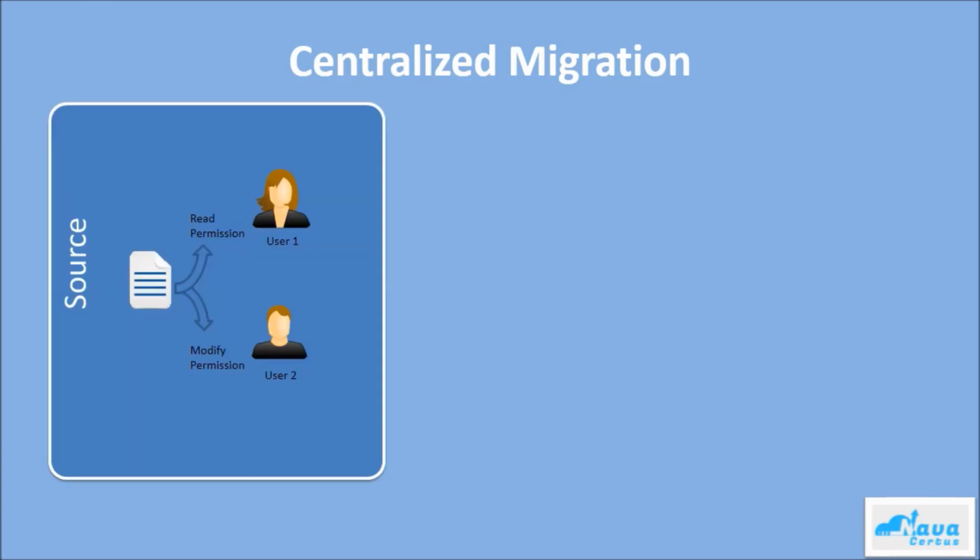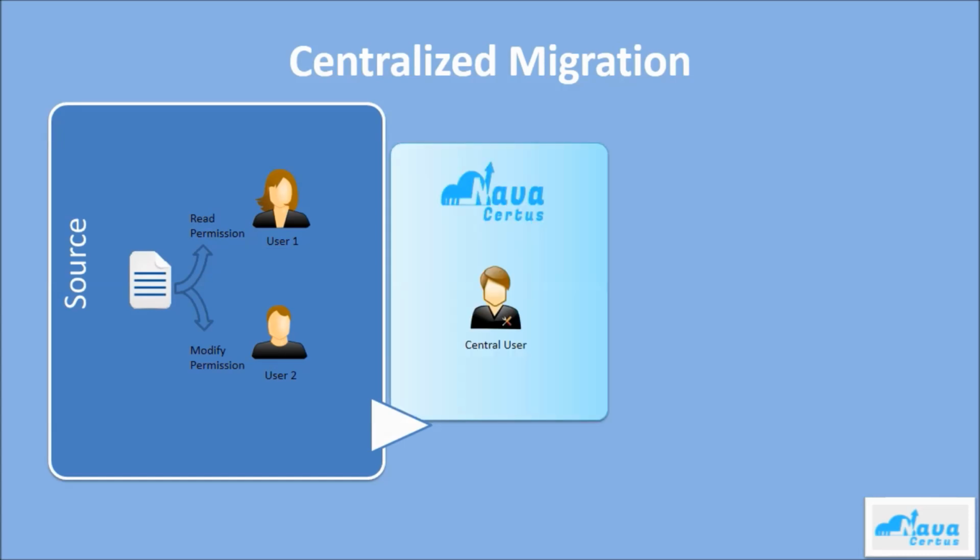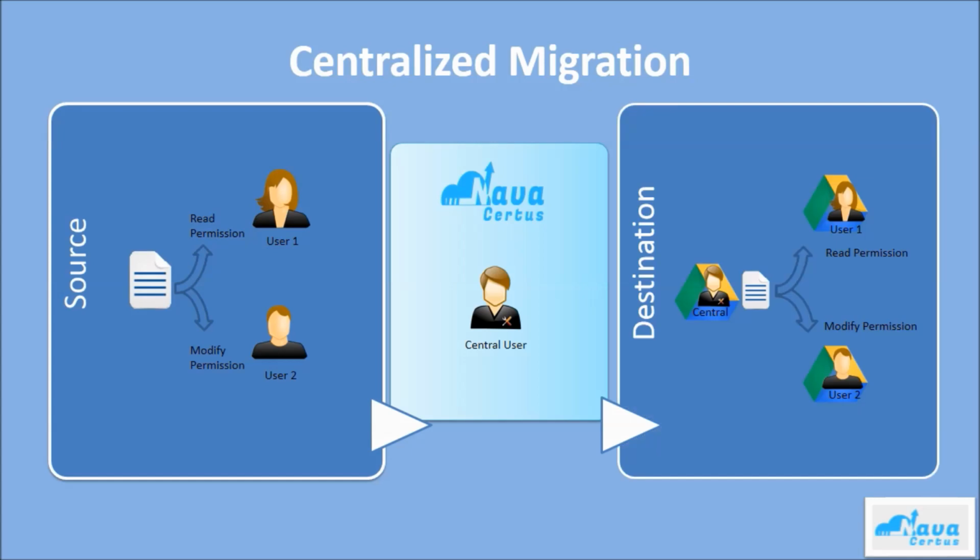With centralized migration, you are moving files from a centralized file server to a single user's Google Drive. From there, the files will be shared to others based on permissions at the source. This approach allows you to control all documents from one account.